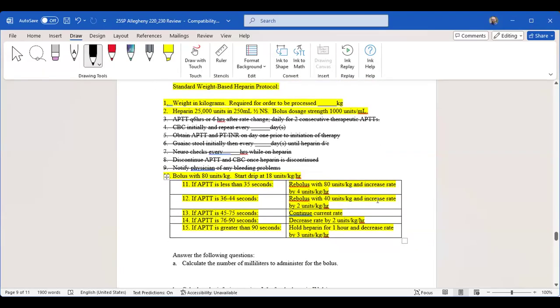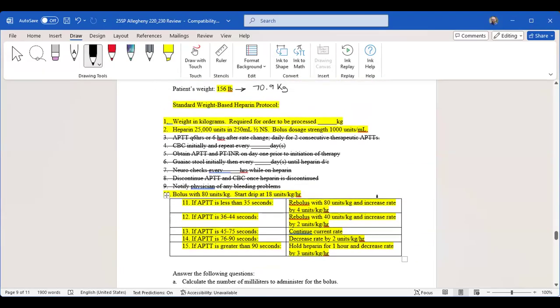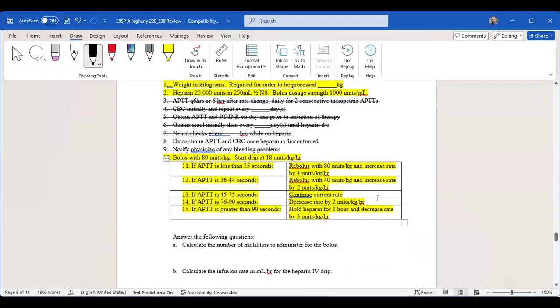The next thing it says is we want to calculate. So we know that it's 70.9. I'm just going to bring that number down here, so we can see everything and remember what it is. I'm going to need it here anyway. So I'm just going to write 70.9 kilograms.